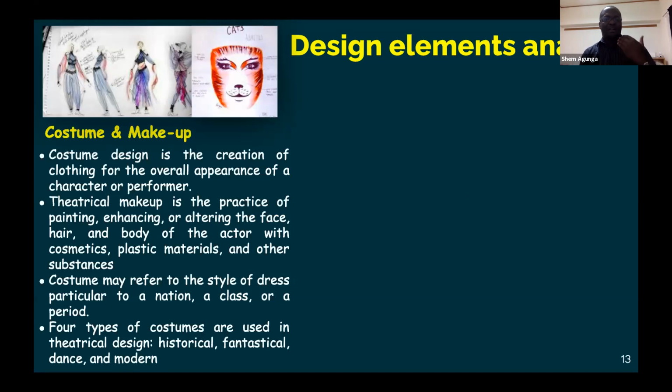The other one is costume and makeup. And of course, we understand that costume is the creation of clothing for overall appearance of a character or a performer. And that's why you have serious theater practitioners or producers or directors focusing on different periods to make the play look real and relatable. If you are doing The Merchant of Venice, I'll go back to that, or any of the plays by William Shakespeare, you'll realize that the kind of costuming is different from plays written in the contemporary setting. So this is very important because it also communicates time, it communicates style as per during that time and era when the play was written.